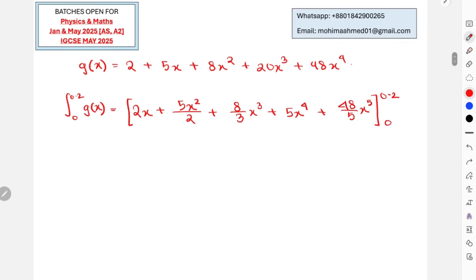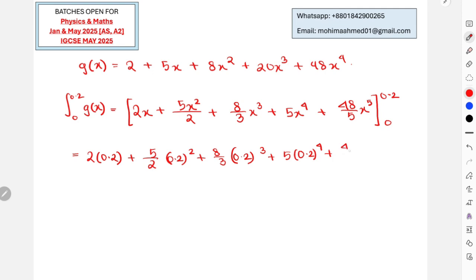Obviously with the lower boundary being 0, it makes the integration quite easy because the second part doesn't have to be calculated, because it eventually becomes 0. Now for the first part we have to expand it, so it will be 2(0.2) plus 5 over 2 (0.2)^2 plus 8 over 3 (0.2)^3, 5(0.2)^4, and 48 over 5 (0.2)^5, and this entire thing has to be subtracted with 0, right? If you calculate all the terms over here, that will give you the integration value for this g(x) within the boundary of 0 and 0.2.